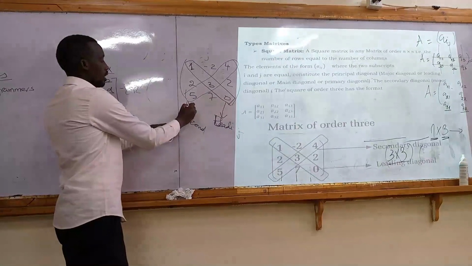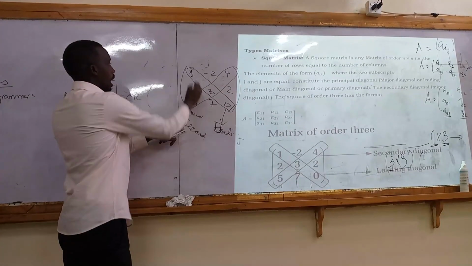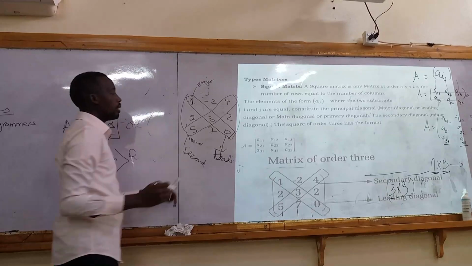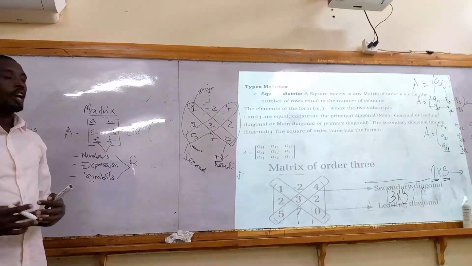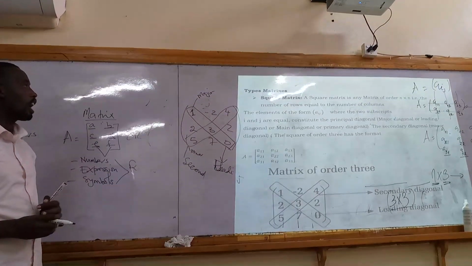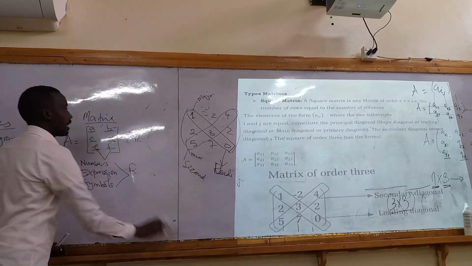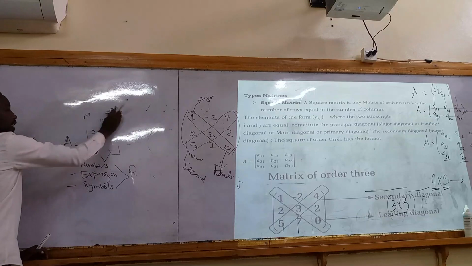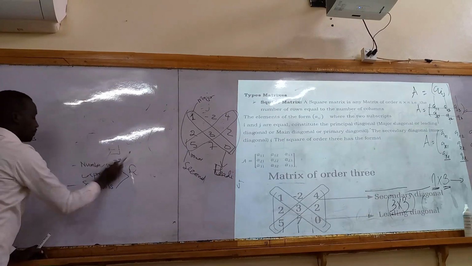This one is called the minor diagonal, and this one is called the major diagonal, which means in the matrix we have two diagonals. We have the minor diagonal and the major diagonal. The major diagonal is also called the leading diagonal.